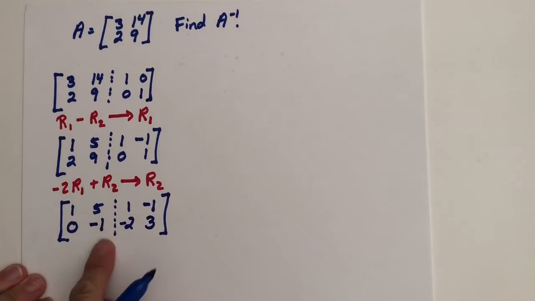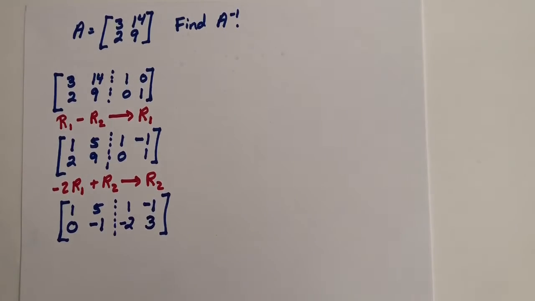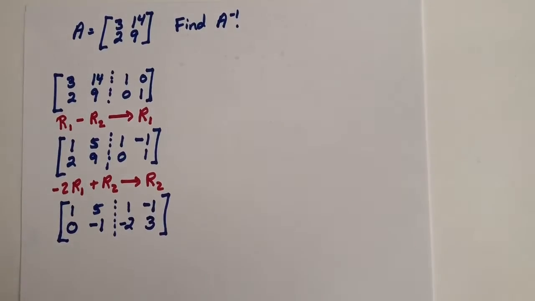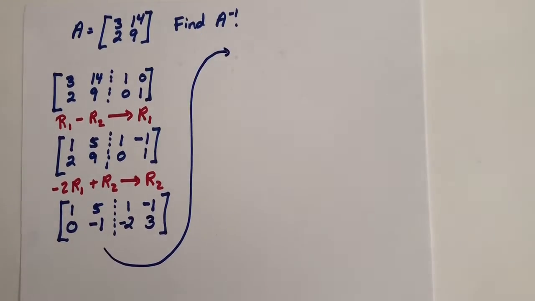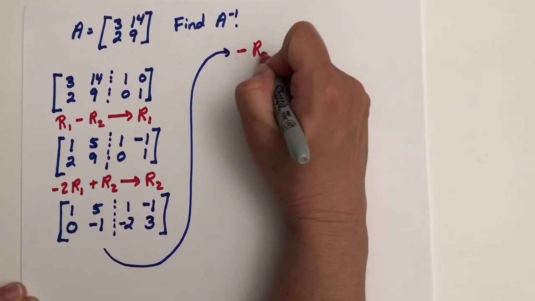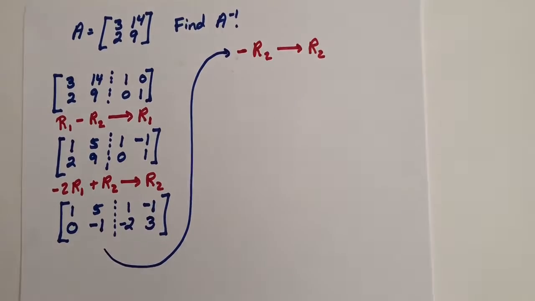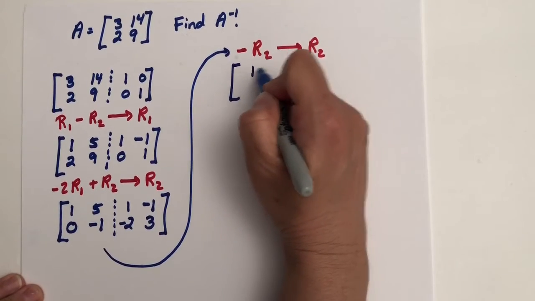Our next place to go is right here. We need this to be a 1. And notice we can easily get that if we just multiply row 2 by negative 1. So let's do that. So I'm going to move up here. And we're going to multiply row 2 by negative 1. And we're just going to replace row 2 with the opposite of row 2. So here we go. Row 1 is unchanged.